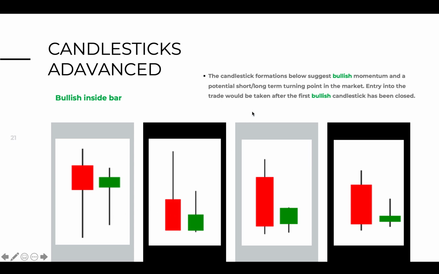This suggests a turning point in the market. Potentially after a massive sell-off, where price has been falling for a while, we have this nice little inside bar which shows that price possibly might be turning.